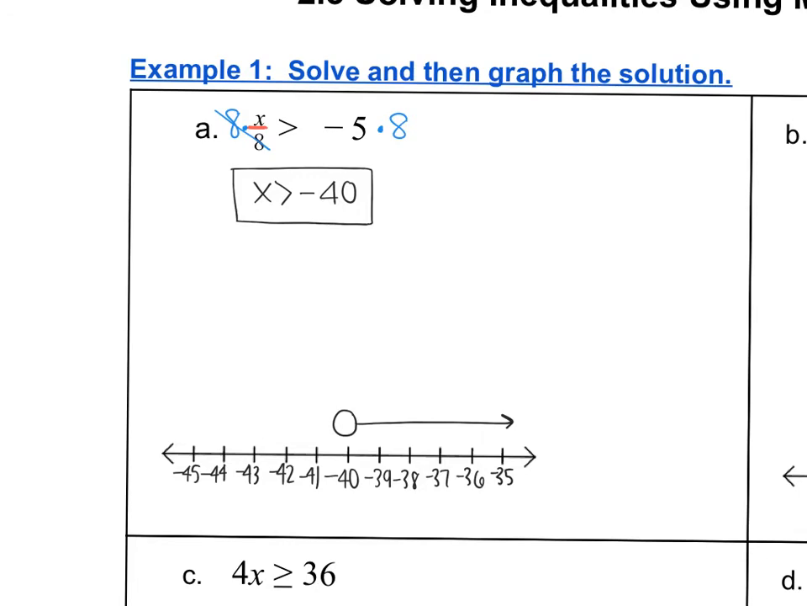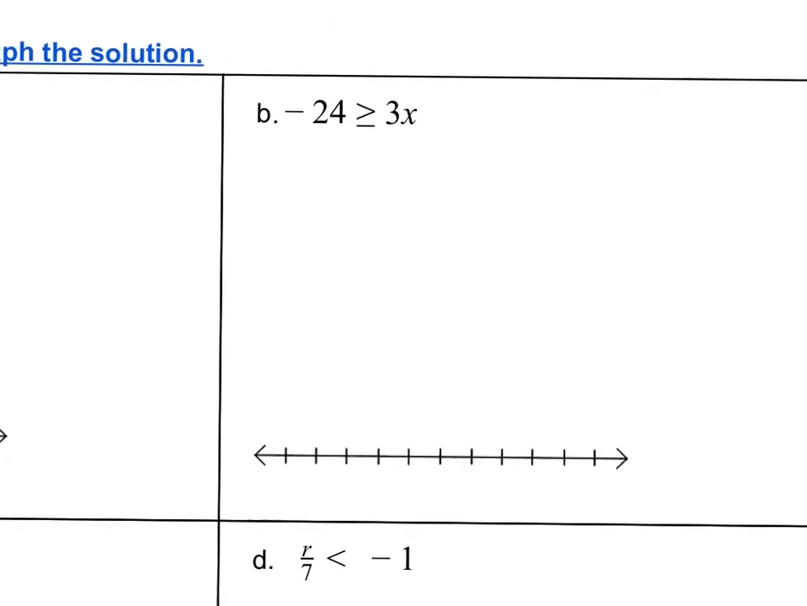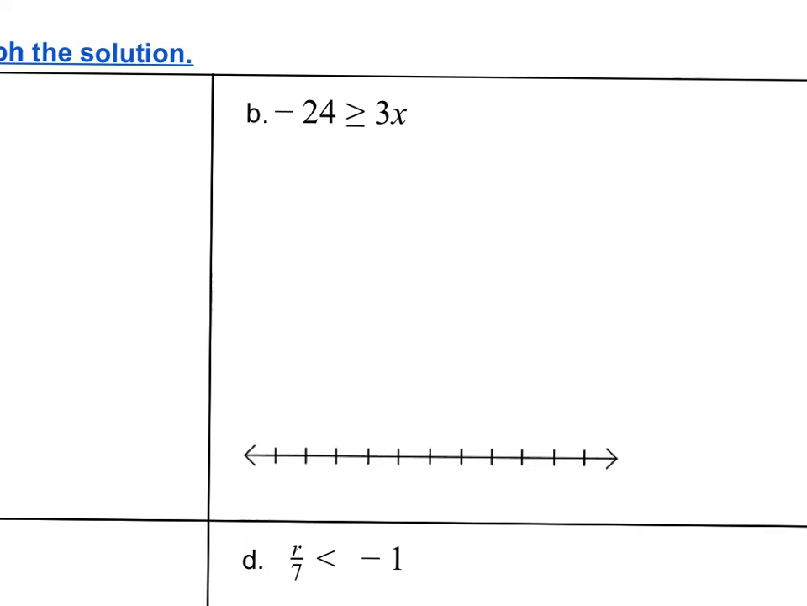So let's try the next one. Same thing or similar. I want to get the x by itself. I do notice that the x is not in front, but that's fine. To get the x by itself, I need to get rid of that 3. I'll do that by dividing both sides by 3. And I'll get negative 8 is greater than or equal to x. I always want my variable to be first. I want my variable to be in the front, so I'll write that first. X is less than or equal to negative 8.